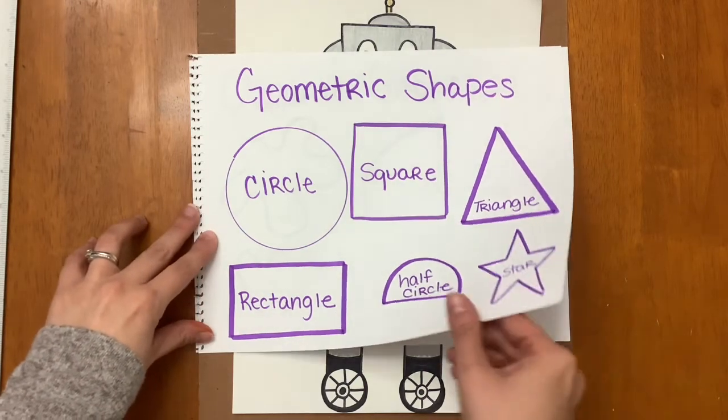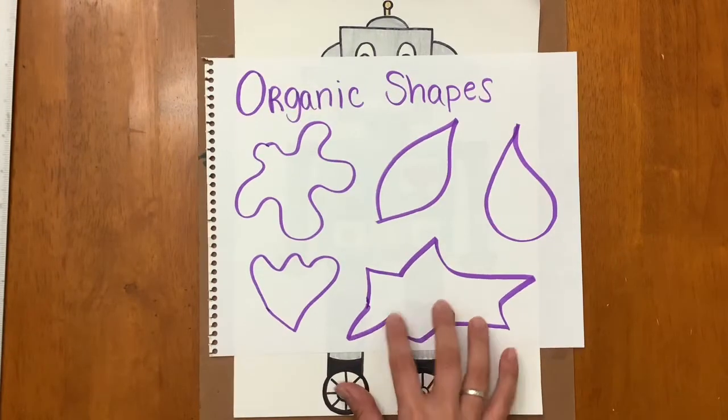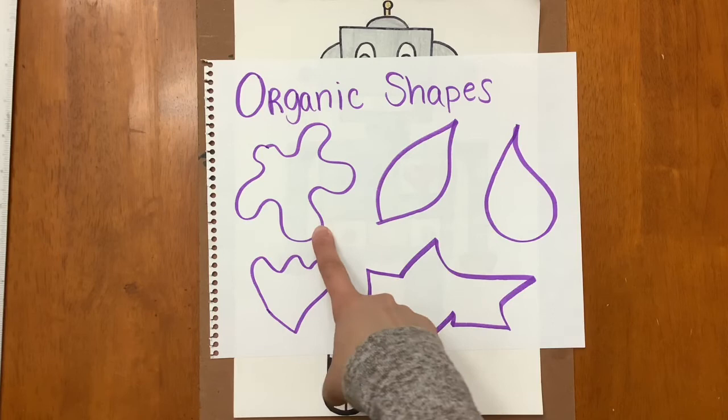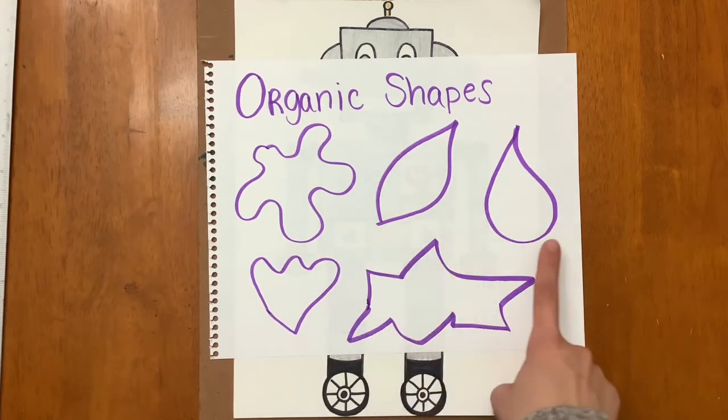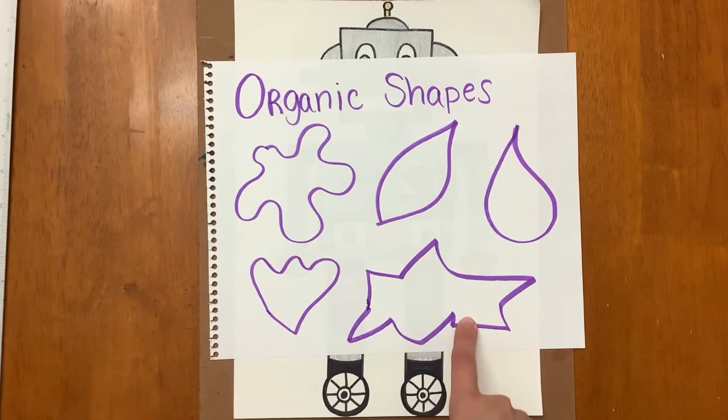But the other type that we're going to learn about is called organic shapes. And you may have heard the word organic before when we've talked about groceries. But organic basically means that these are going to be natural shapes. Shapes that are not man-made. We can find these in nature. So it might be a puddle outside, a leaf, a raindrop, a foot, or a random shape that you draw.